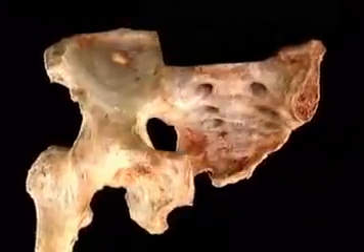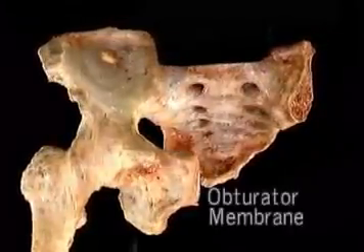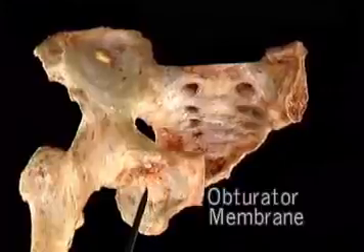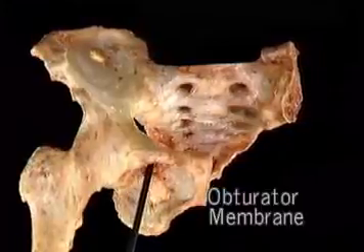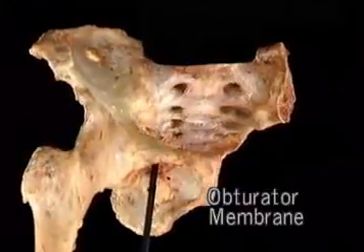The obturator foramen is largely closed by the obturator membrane. The obturator nerve and vessels pass through a small tunnel here.